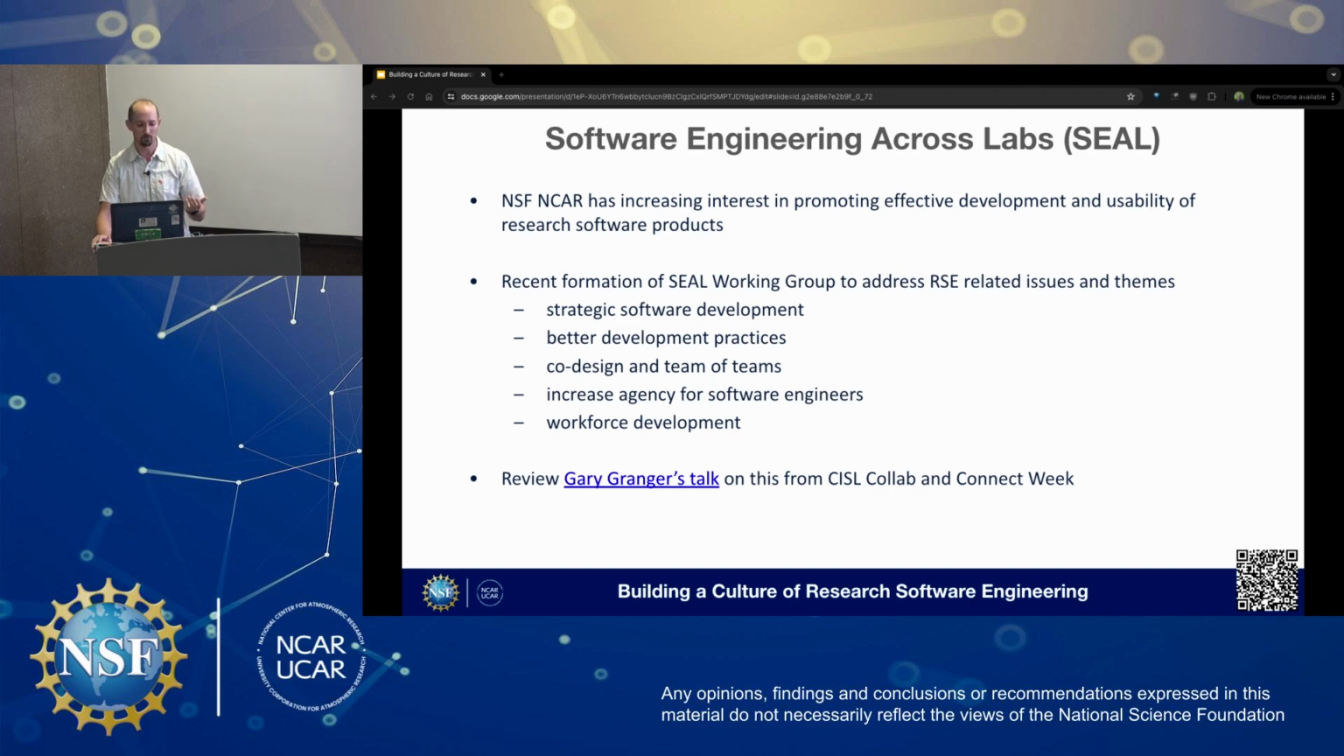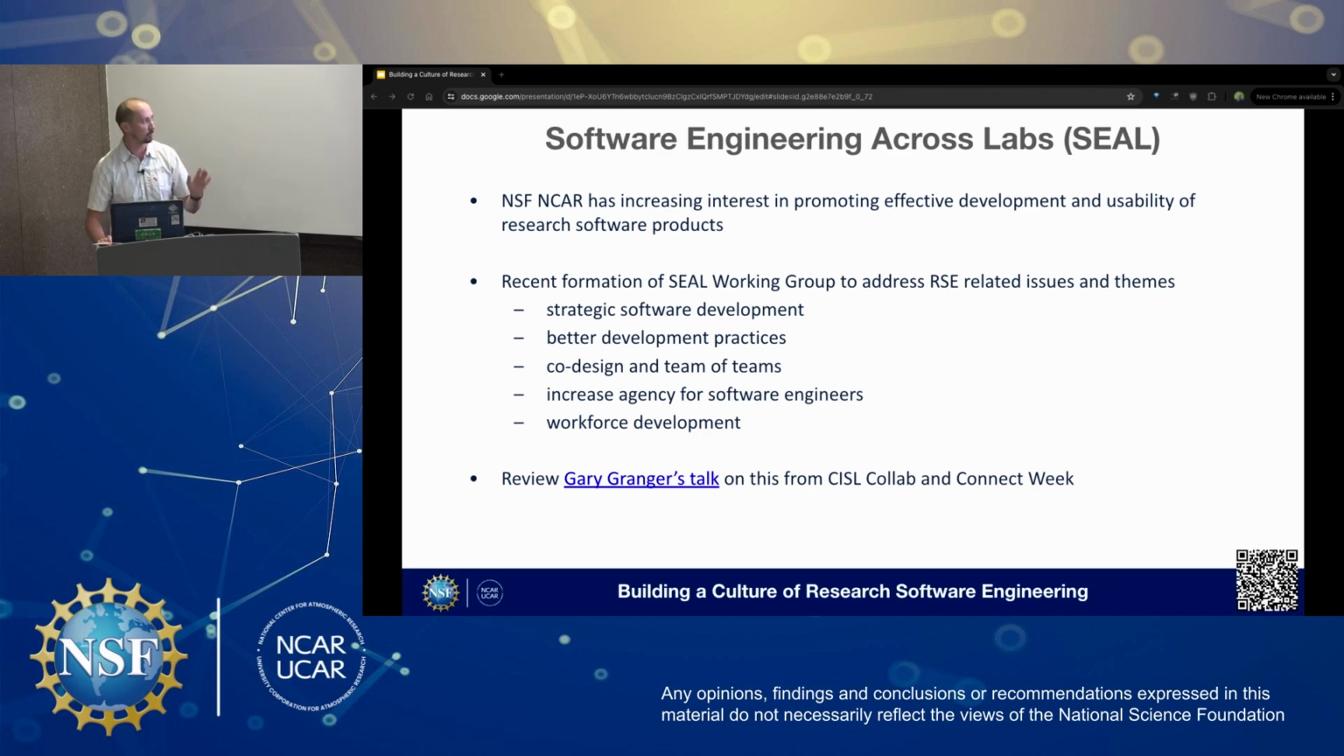Some of the themes that they're focusing on currently are strategies we would like to focus on and develop for effective software development, improving development practices across the organization and how we encourage adoption of said practices, facilitating and creating teams of teams and co-design approaches towards working together and collaborating effectively within the software space. And then also increasing agency for software engineers and workforce development, such that we're effectively able to retain and train and keep inclusive the RSE environment for folks that are doing work in that space.